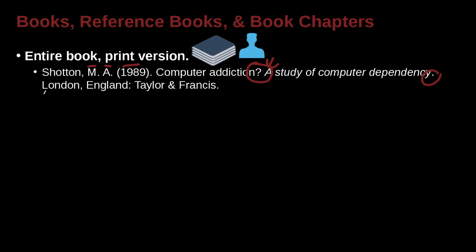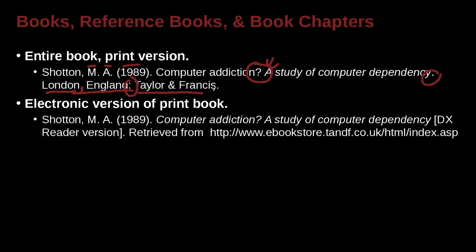Now we're going to have the city, London, England, so comma, city, colon, publisher, Taylor Francis is the publishing company. What if this was an electronic version of this book? Then we would follow almost the same, except at the end, we would say here, this is the DX Reader version.